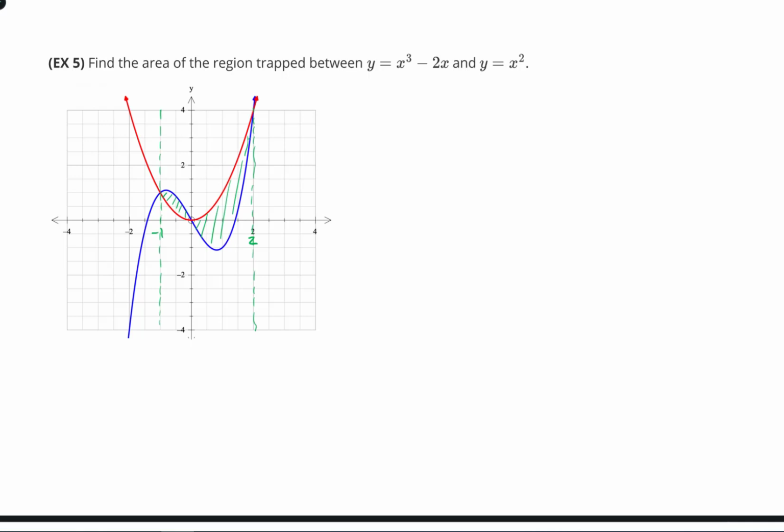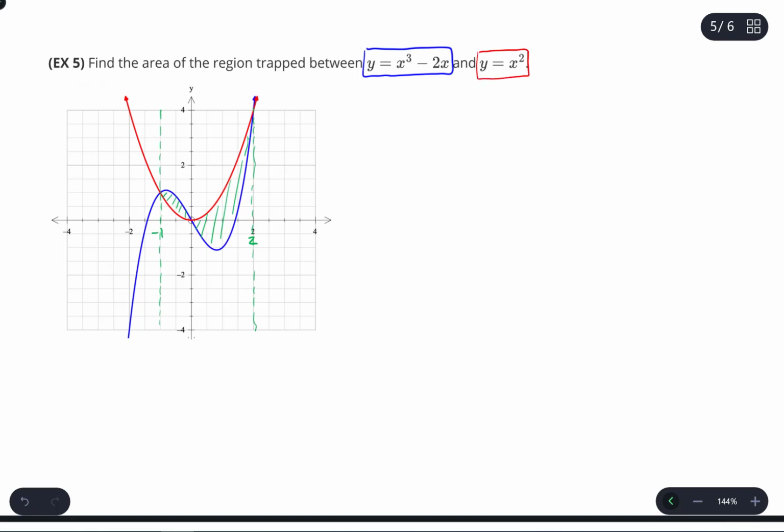Now, in case you aren't aware, I've color-coded these functions. So you should be able to tell that this is the shape of a general polynomial graph, so it's going to be a cubic. And the other one, of course, is a parabola. So the red curve there is going to be the y equals x squared. All right, so I've color-coded them for that reason.